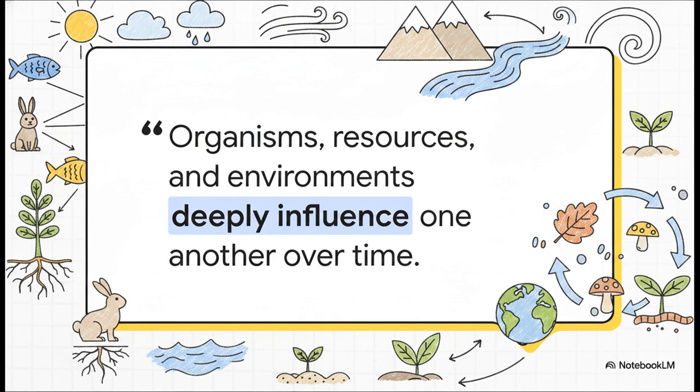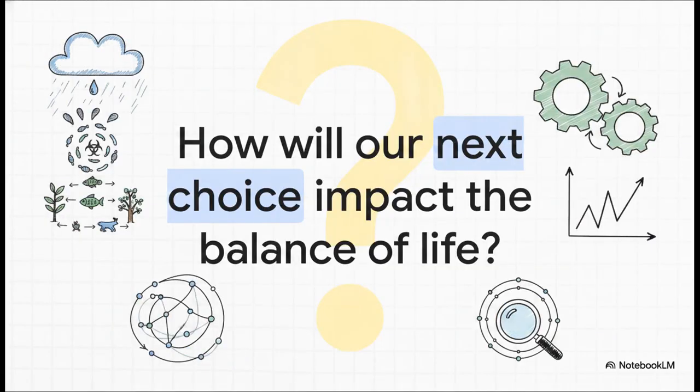We don't live in isolation. Humanity is a part of this exact same food web, relying on the exact same abiotic resources and biotic cycles as the rest of the planet. Which leaves all of us with one vital question to ponder. If a single drought or one drop of pollution can cascade through an entire ecosystem, how will our next choice impact the balance of life around us?